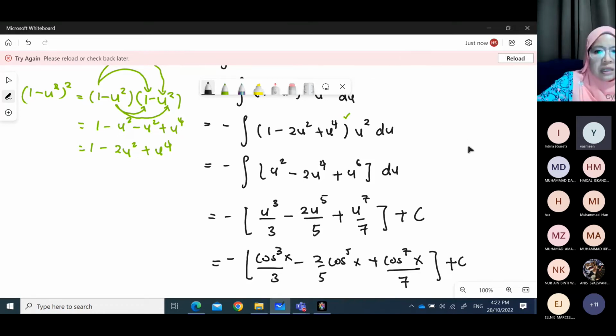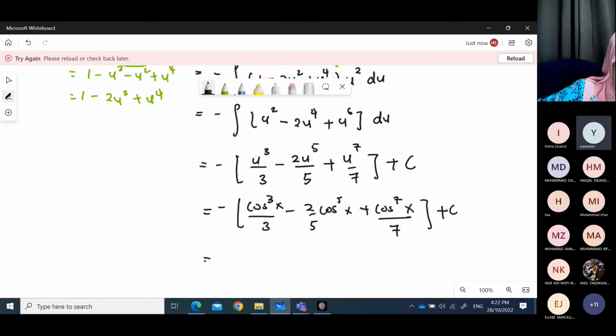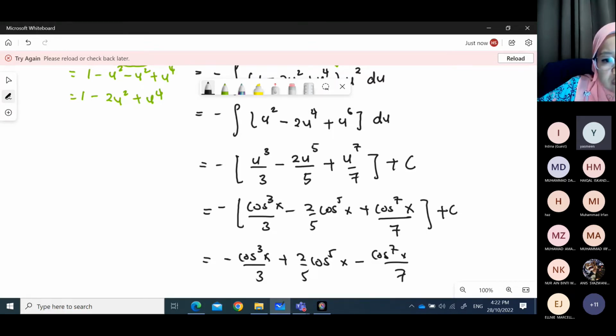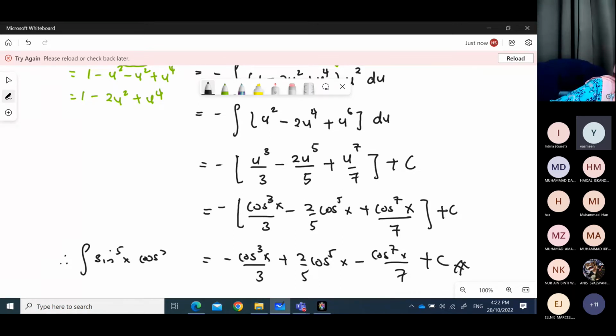Alright. So kalau you nak open up this bracket, you akan dapat negatif cosine cube x over 3. So negatif akan jadi positif 2 over 5 cosine to the power of 5 x. And then minus negative positive, we have negative cosine to the power 7 x over 7 plus c. Okay, so therefore sine to the power of 5 x times cosine square x dx equivalent with this one.